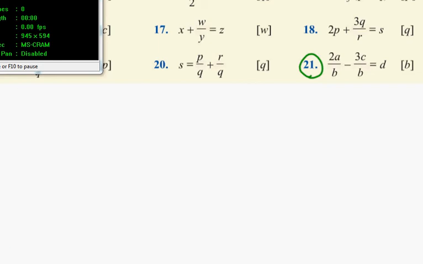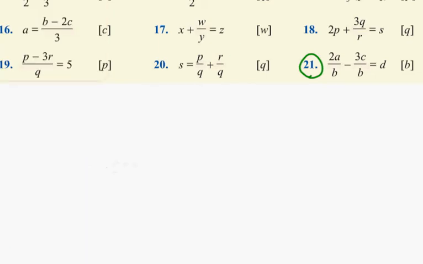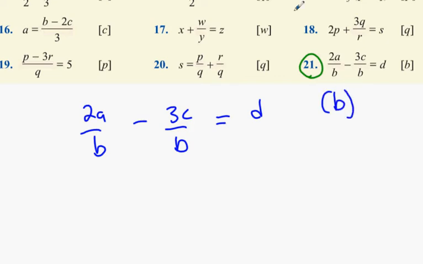Okay, so what we have here is 21, okay? So 2a over b minus 3c over b equals d. We want to get b on its own. Now, to get b on its own, what we're going to do is we need a common denominator here. So what happens? B and then b on the top. And then what happens then? Cancel the three b's.